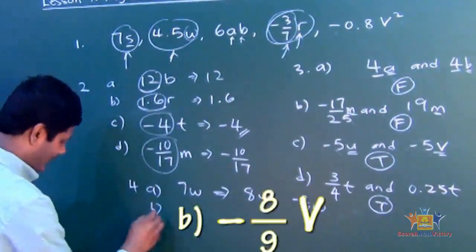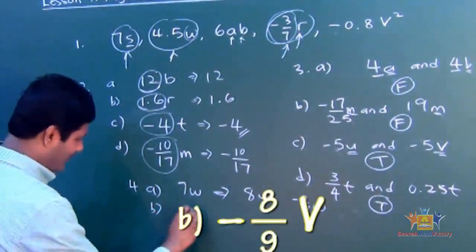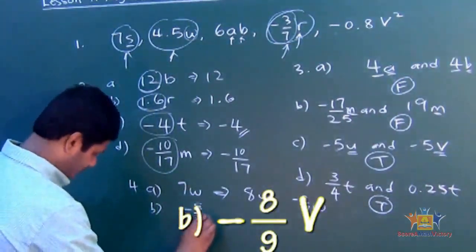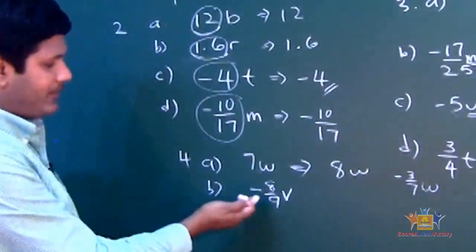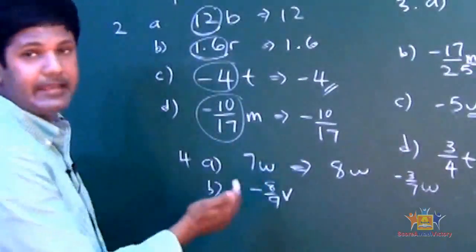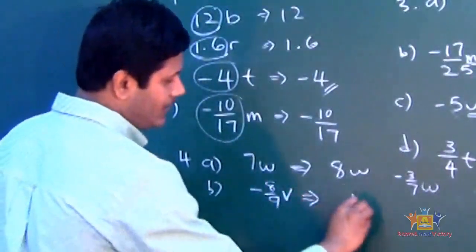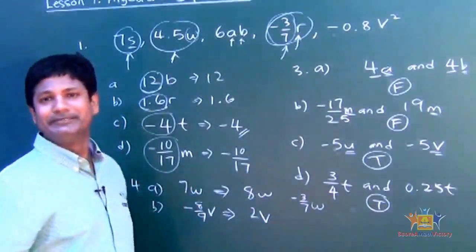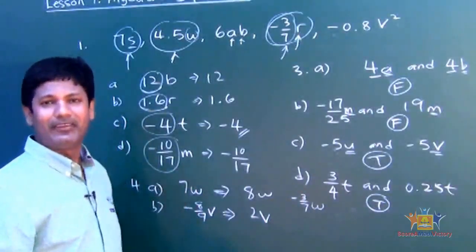Okay, so let's look at B. B is negative 8 over 9v. Now don't worry about this negative 8 over 9. It's the v that you want to look at. You want like terms, so just put a v and put any number to it. 2. There you go. See that? That's a like term.